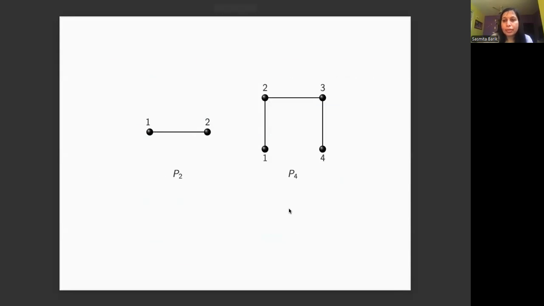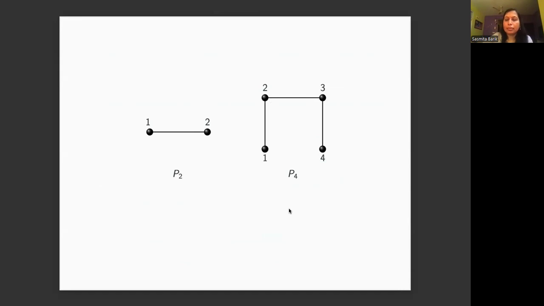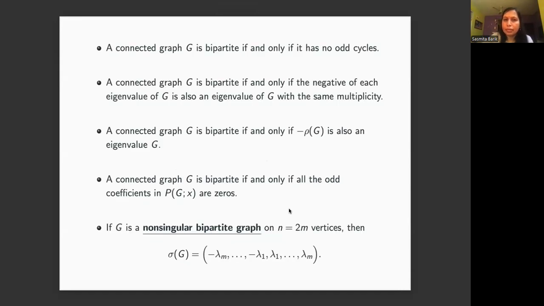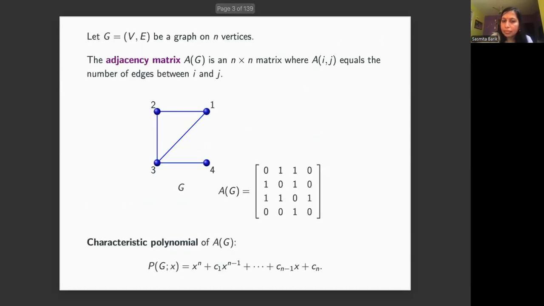Excuse me, ma'am. Yes. The meaning of odd coefficient is just the coefficient of odd powers? Yeah. Okay. Ma'am, the highest degree power is also sometimes zero. Odd coefficients of this characteristic polynomial are zero.